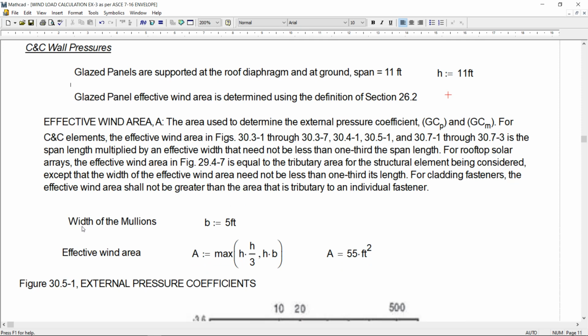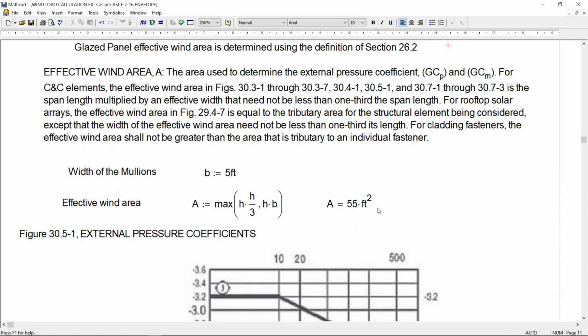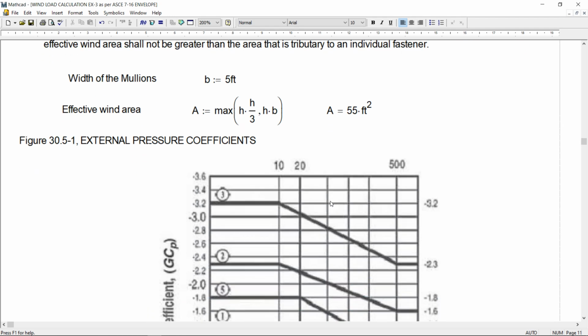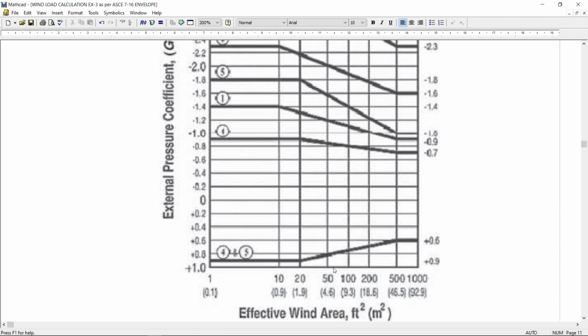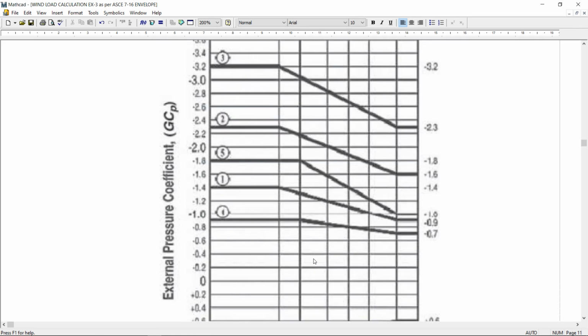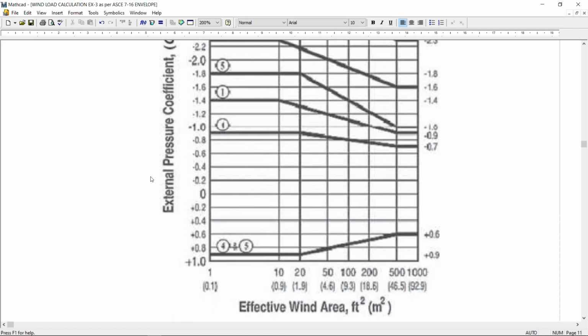We also know that the width of the mullions was 5 feet. So the effective area for the mullion will be the maximum of h into h by 3 or h into b, so it comes out to be 55 feet square. External pressure coefficient can be taken from here. So if it is 50, 55 will be somewhere here. We can draw a line somewhere here, and then we can calculate the external pressure coefficient GCP.